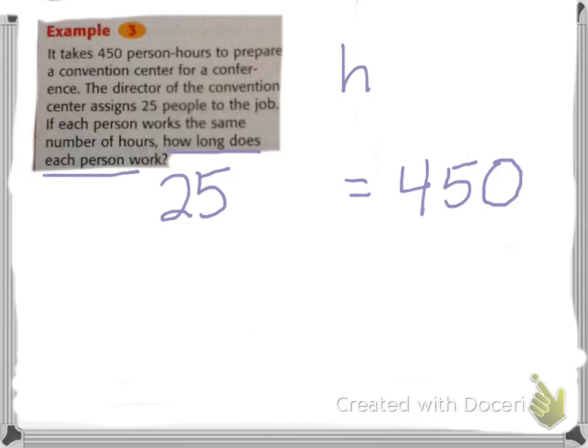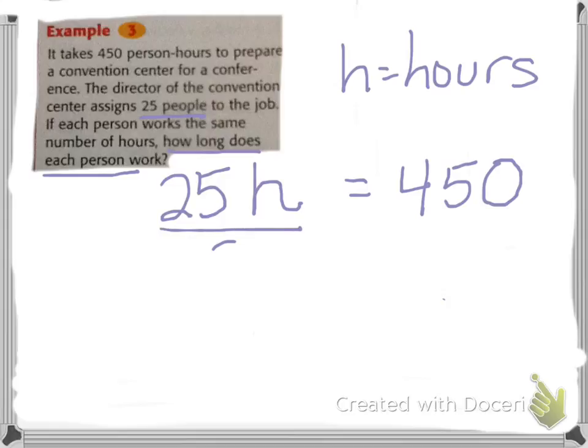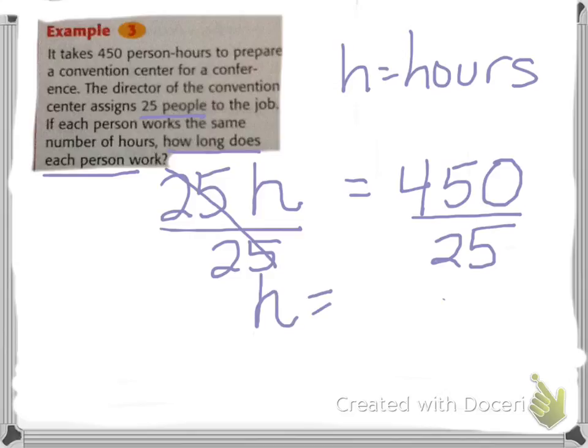So let's say h equals hours, and we have 25 people working, so 25h equals 450, or the total. I see multiplication here, so I'm going to divide by 25. 25h divided by 25, I'm left with h, or the number of hours worked per person. Let's add that per person.